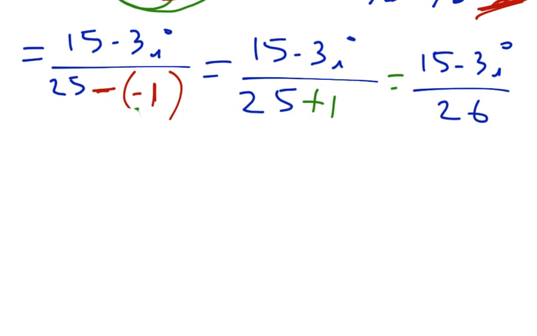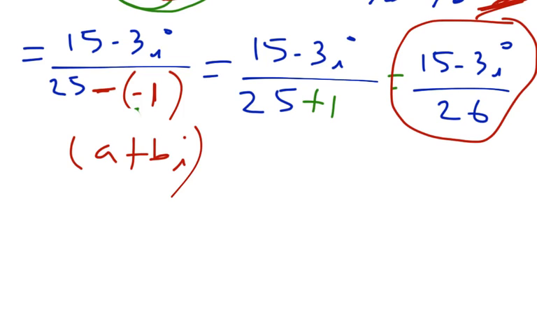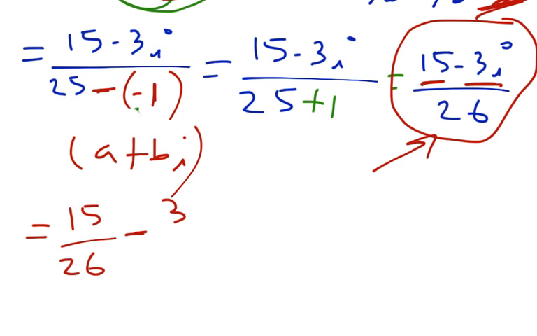If you remember from before or not, a complex number is written in the form a plus bi. Right now you have a whole fraction with the i on the top. You need to break that into two fractions. The 26 is going to divide the 15, and that 26 is going to divide the negative 3i. So let's break that up into two fractions: 15 over 26 minus 3 over 26i. And that will be your answer.